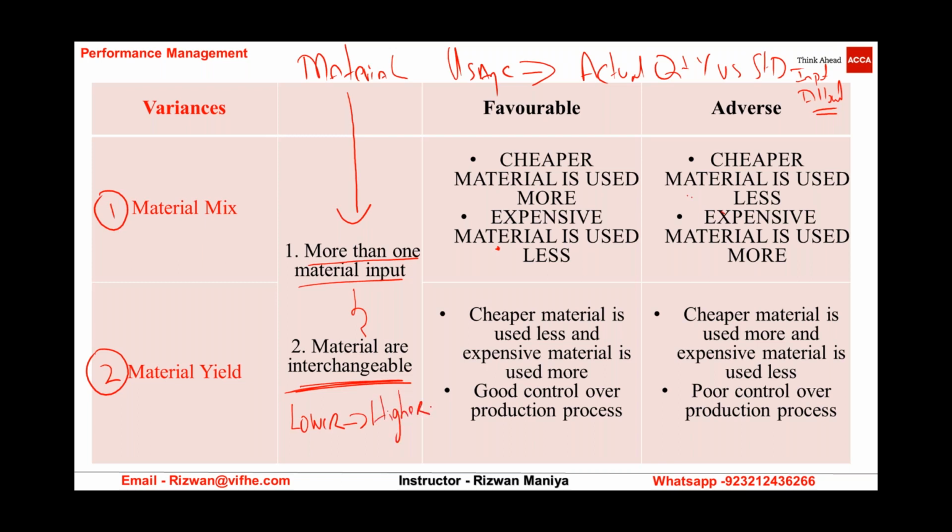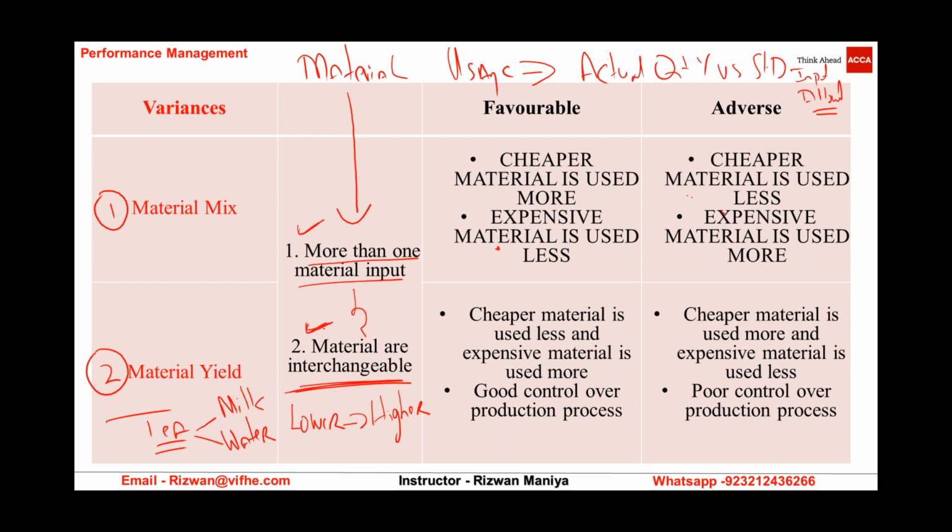Let me give you a very quick example here. For example, you plan to make tea, and in tea you intend to use milk as well as water. So milk and water are two ingredients that you will be using in making tea. Now the question is: are milk and water more than one material input? The answer is yes. So the first condition is satisfied. Second, are they interchangeable? The answer is yes.